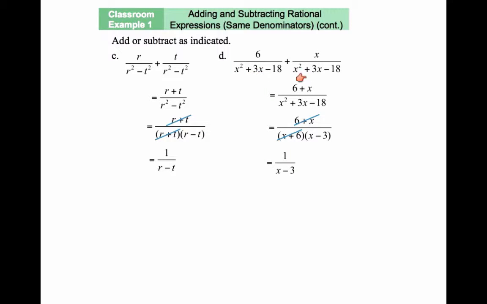Next example here, we have the same exact denominator. We have an expression again. x squared plus 3x minus 18 is the LCD. And then we add 6 plus 8 at the top. And then we factor and reduce.